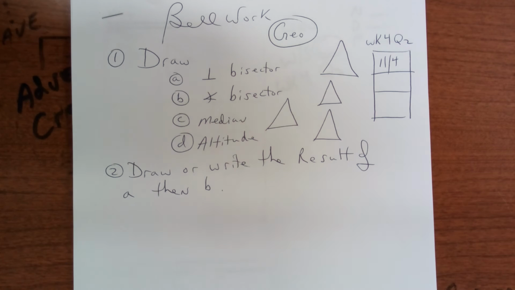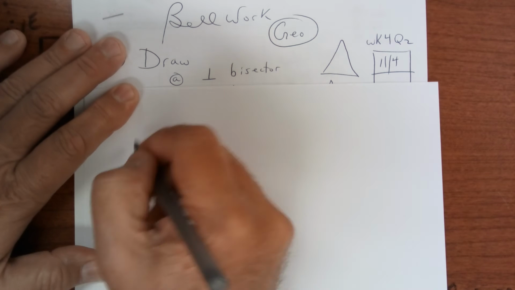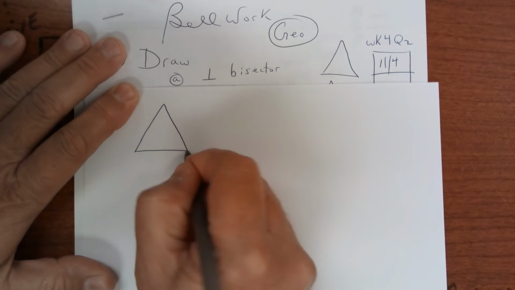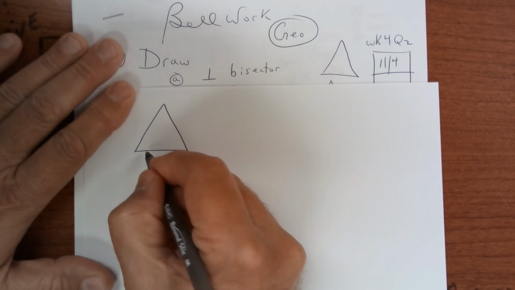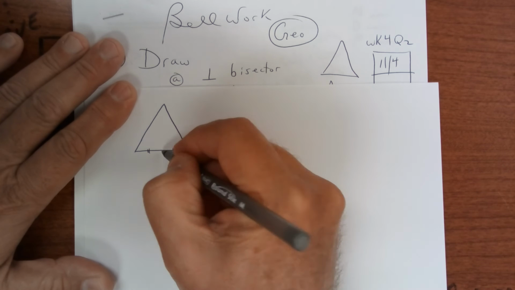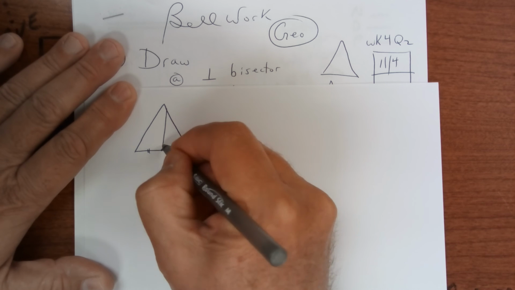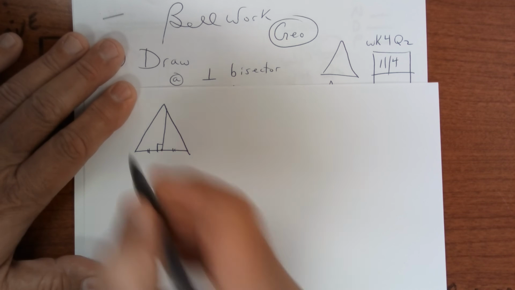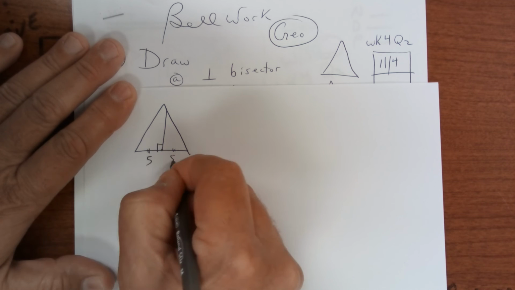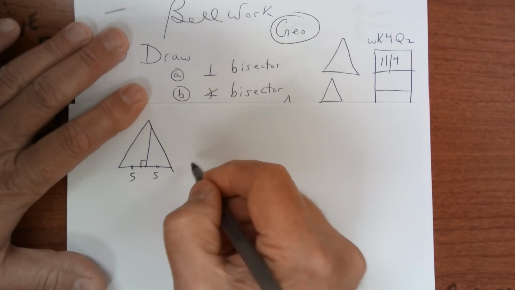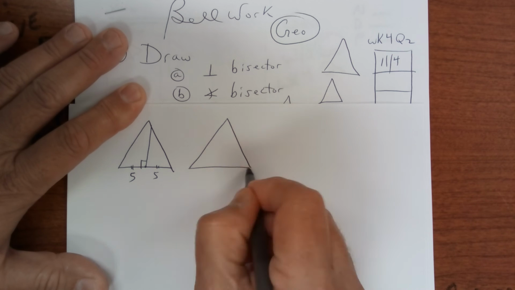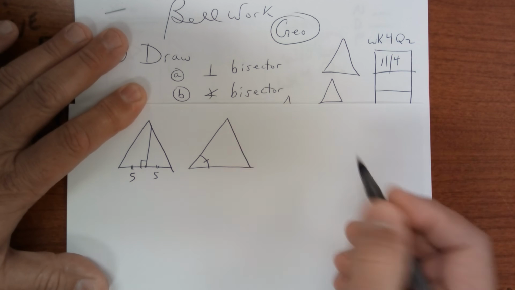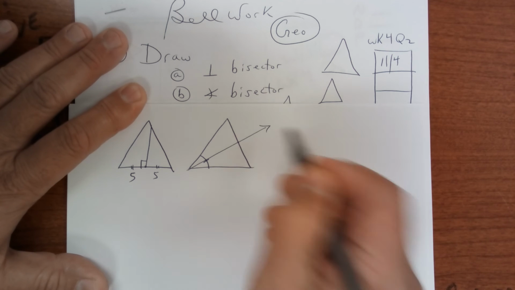Take a look here. Draw a triangle. A perpendicular bisector means you've got to cut this into equal pieces and then go 90 degrees. That would be a perpendicular bisector. So if this is 5, this would be 5. This one right here, an angle bisector, means you split the angles in half. So that would be an angle bisector.